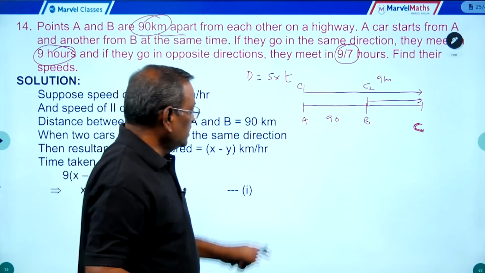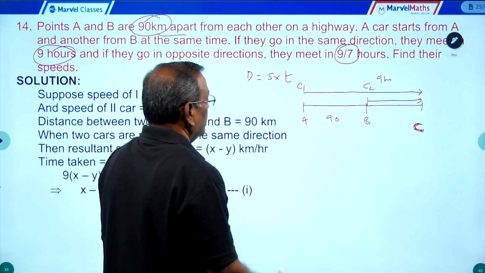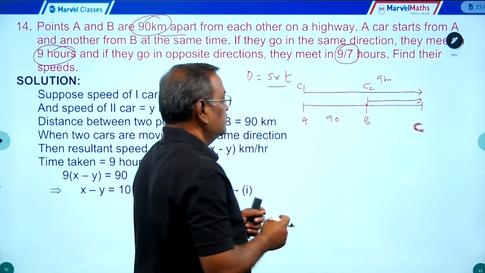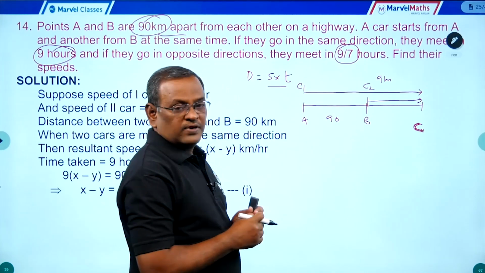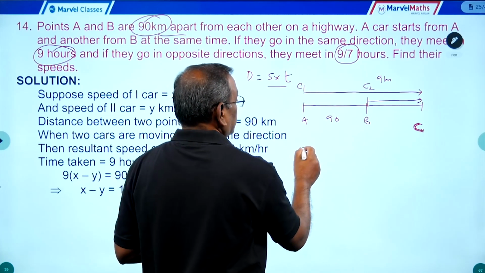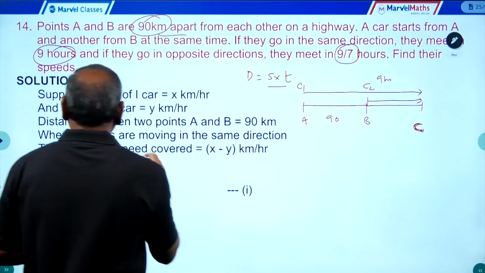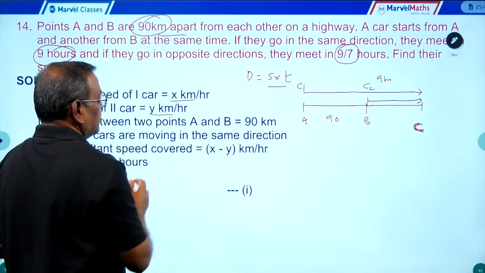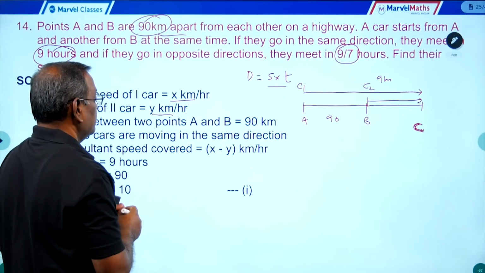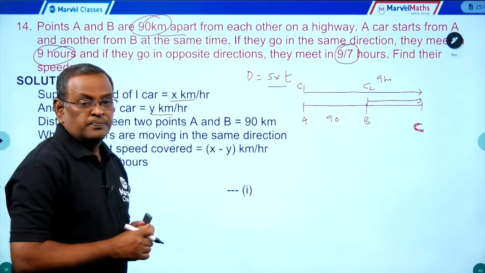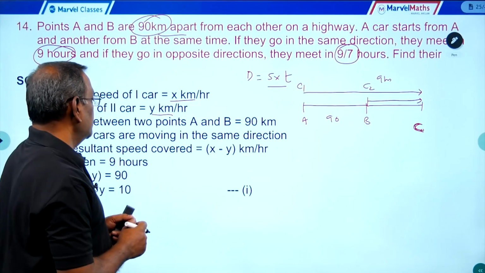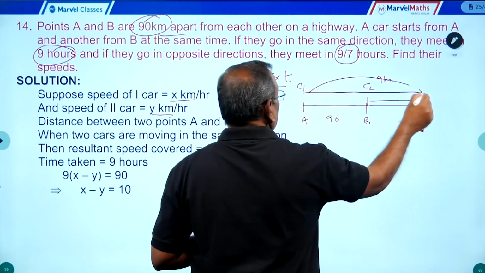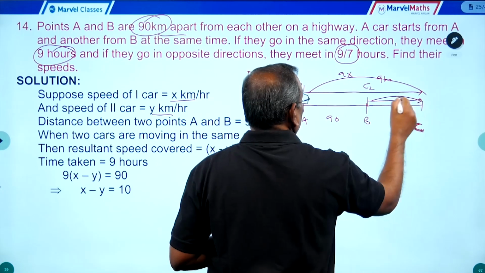So distance traveled by car 1 equal to, what is the formula for distance? Speed into time. Before that, assume the speed of the car starting from A is x kilometers per hour and the speed of the car starting from B is y kilometers per hour. Distance equal to speed into time. Speed is x and time is 9 hours. So the distance traveled by car 1 is 9x and by car 2 it is 9y.